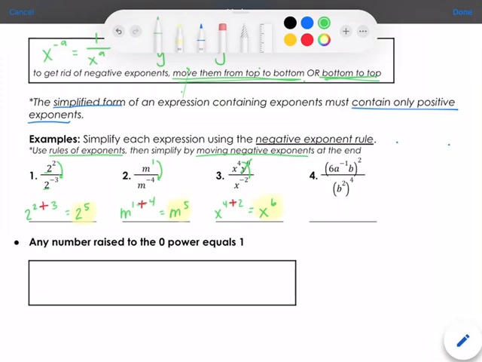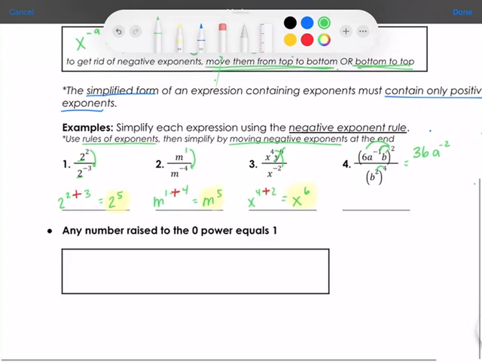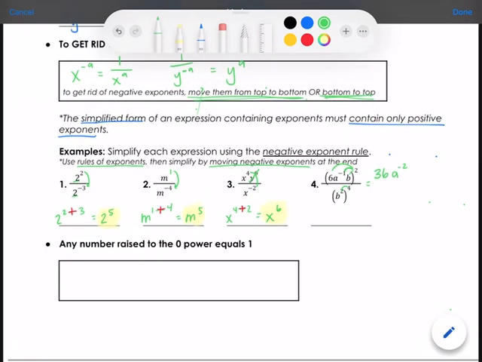All right, over here, it looks like I'm going to be using the power rule. So I need to distribute this 2 to each base, and I need to distribute the 4 down here. So what I end up with is 6 squared, which is 36. A to the negative 1 times 2 gives me a to the negative 2, and then b to the 1 times 2 is b squared. On the bottom, I have b to the 2 times 4 is 8.